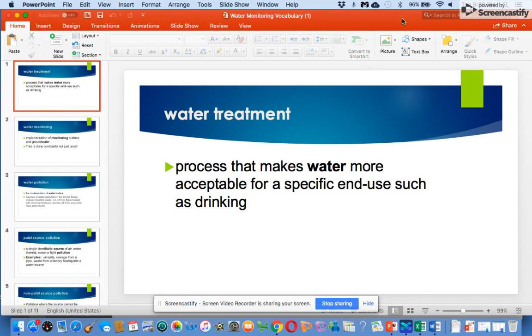Okay, this is Mr. Ellis. This is our last section in water. Water monitoring. We're going to talk about how we keep water all clean. Okay, so the first thing we're going to talk about is water treatment.